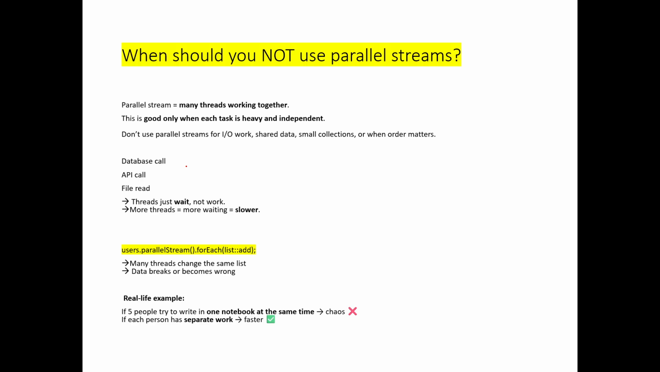When should you not use parallel stream? Whenever some task is dependent, it is not independent. If any dependencies are there, you cannot use parallel stream. Suppose 5 notes are there and we ask 5 people to write in those notes. Individually they can write, 1 person 1 note. Otherwise 2 people can write 5 notes, so 2 people at a time can work on writing the 5 notes.